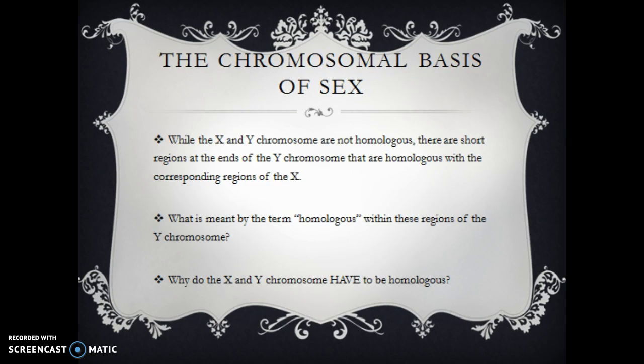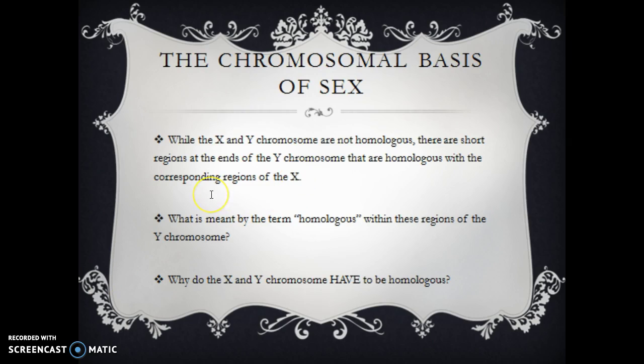So moving along, the chromosomal basis of sex, we know that the X and the Y chromosomes, they're not homologous in humans, but they are similar in that they determine sex traits and genes. And we know that the X chromosome is a lot longer than the Y chromosome, but the Y chromosome does have regions on it that are said to be homologous with the X chromosome. Specifically, the ends of the Y chromosome are said to be homologous with the X chromosome.